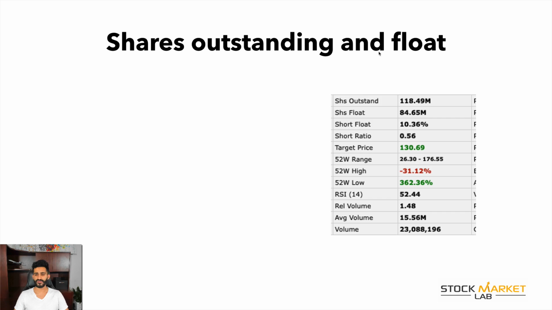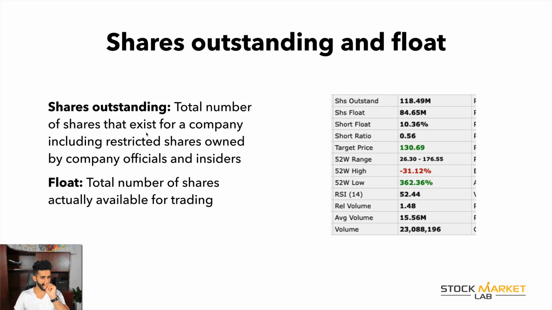Shares outstanding and float. What is shares outstanding and float? So shares outstanding is the total number of shares that exist for a company, including restricted shares owned by company officials and insiders, right? So this right here, which is representing here 118 million, is the total number of shares the company has, including shares that are restricted.